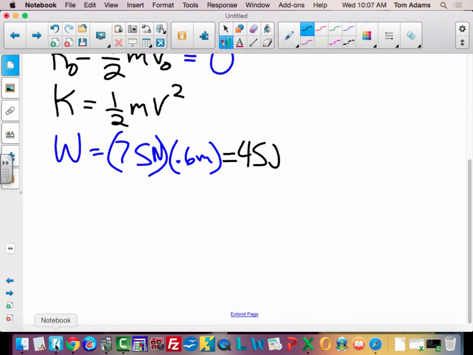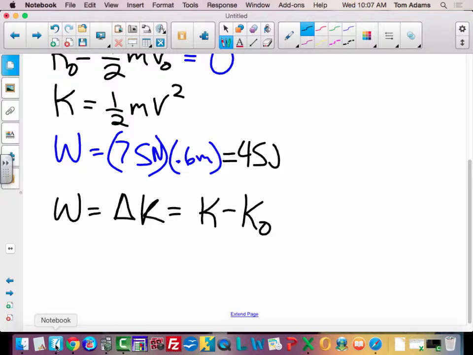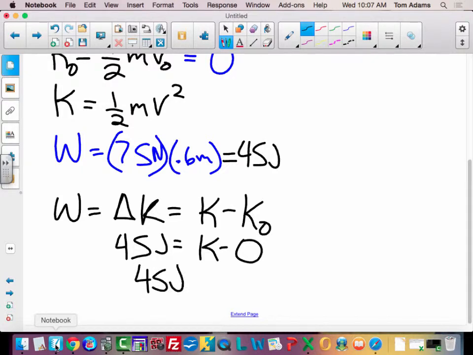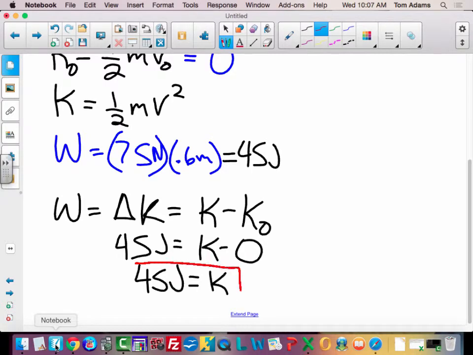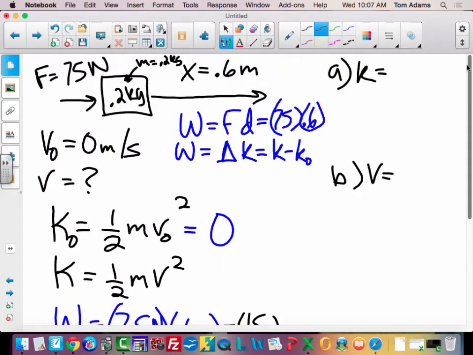Okay, well that's good. Now we said that work is equal to delta K, and delta K is equal to the final kinetic energy minus the initial kinetic energy. We said that that is equal to 45 joules, which is equal to the final kinetic energy minus, what was the initial kinetic energy? 0. So 45 joules is equal to the final kinetic energy, isn't it? Let me check my notes. Hey, that's what it is. That's the final kinetic energy. Cool, so that worked out. So we're going to come back up here. Part A, 45 joules, final kinetic energy.